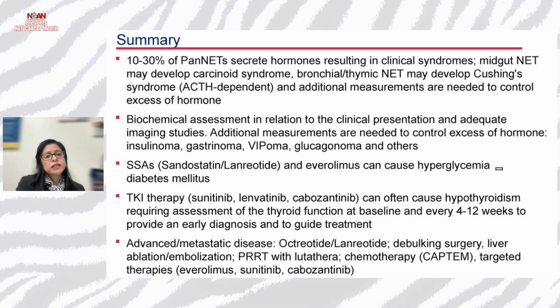So in summary, 10 to 30% of patients with pancreas neuroendocrine tumors secrete hormones, resulting in clinical syndromes. Mid-gut neuroendocrine tumors, small bowel neuroendocrine tumors, may develop carcinoid syndrome. Bronchial, thymic neuroendocrine tumors may develop Cushing's syndrome, which, as we discussed, is because there is a hormone produced specifically by the tumor that stimulates the cortisol in the adrenal glands. And as I said earlier, additional measurements are needed to control the excess of hormone. Biochemical assessment in relation to the clinical presentation and adequate imaging studies will need to be done. And depending on what hormone the neuroendocrine tumor produces, there are other additional measurements that will need to be implemented in order to control the symptoms related to hormone excess.